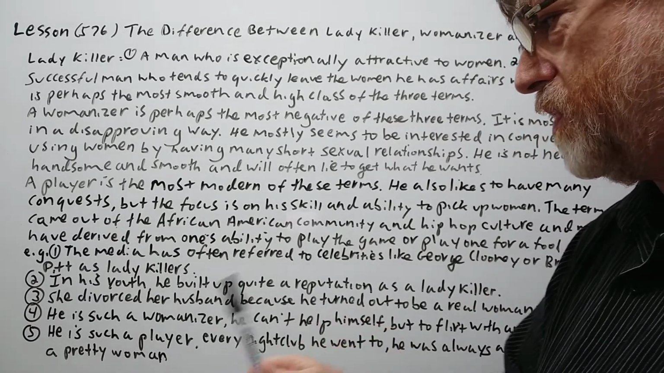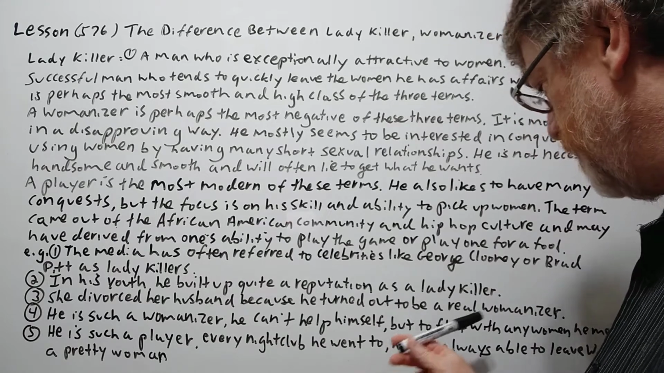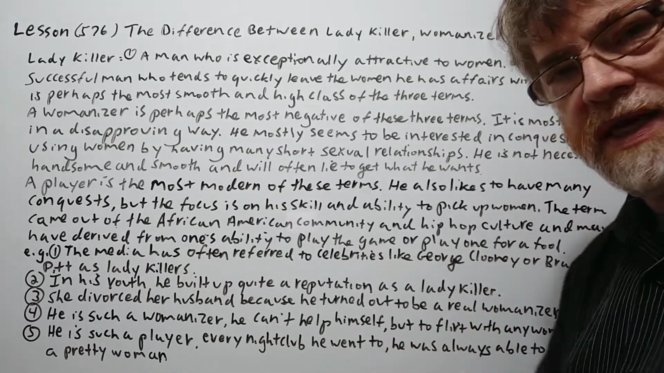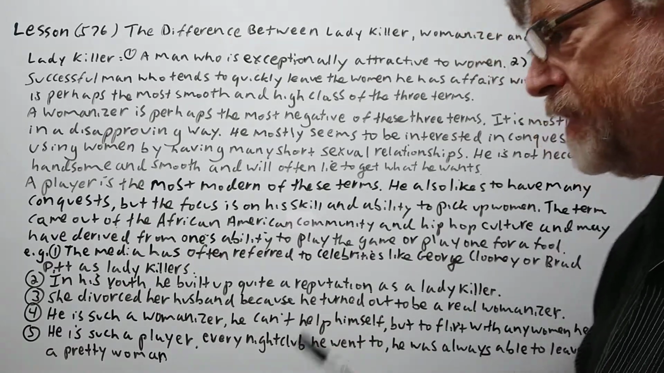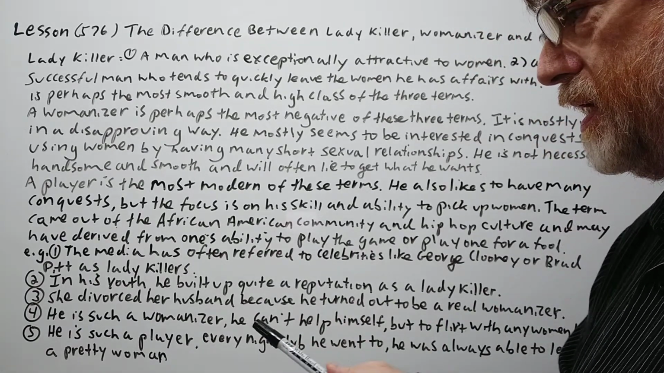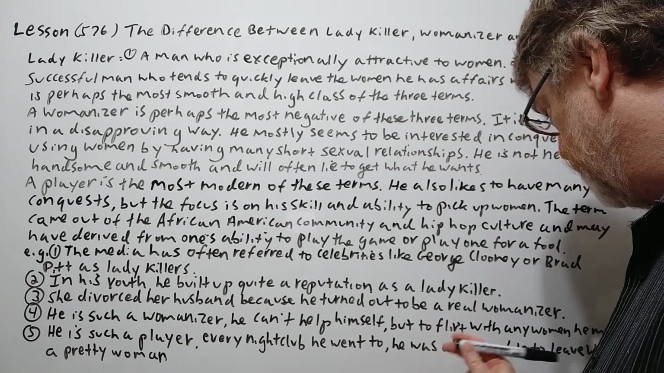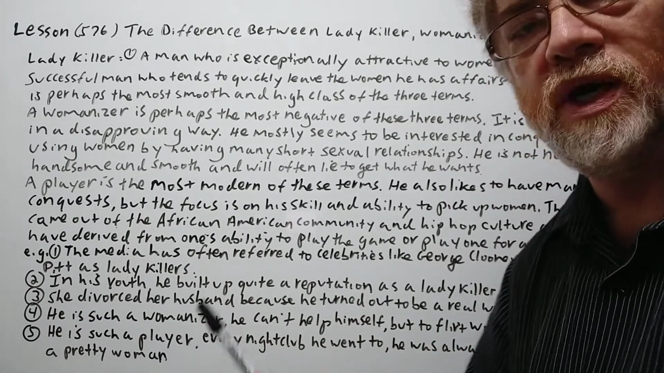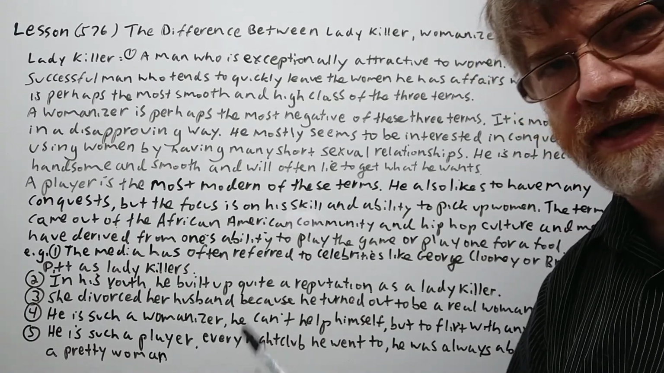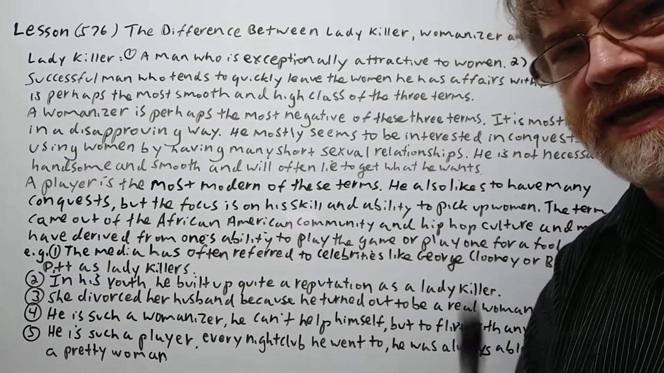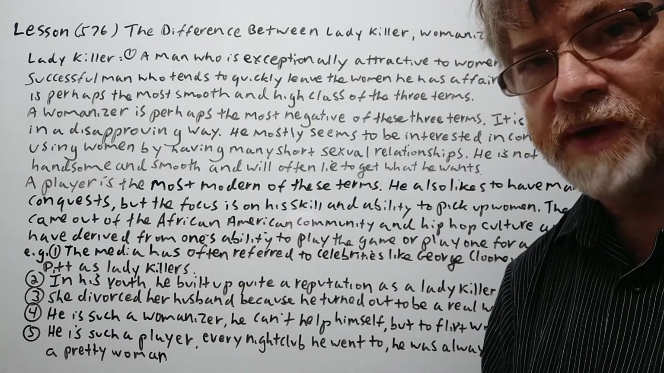All right, number four, he is such a womanizer, he can't help himself but to flirt with any women he meets. So, could almost be a little bit of an addiction for him. All right, and number five, he is such a player. Every nightclub he went to, he was always able to leave with a pretty woman. So again, it focuses on a skill. You might think of it more like happening at nightclubs and things like that somebody might be referred to as a player.